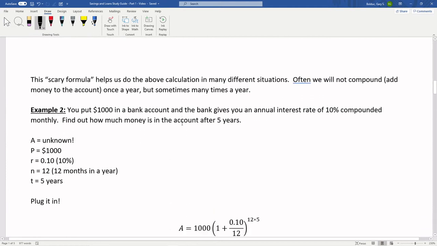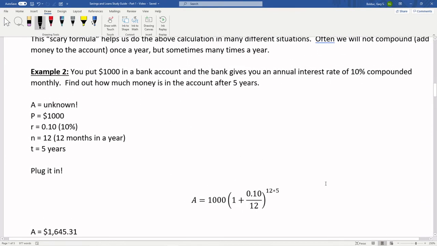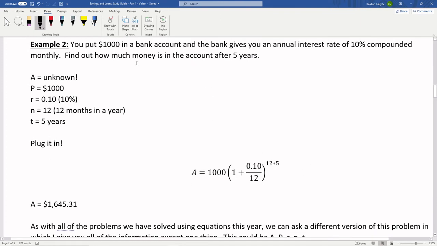So example 2 here, zoom in a little bit. You got $1,000 again. You put it in the bank. They say annual interest rate of 10%, compounded monthly. Tell me how much is in the account after 5 years. So what I like to do whenever I know I have to use a formula, I write down all the parts of the formula. And then I write down what I know and don't know. I don't know A, because that's what I want to find, how much I have after 5 years.